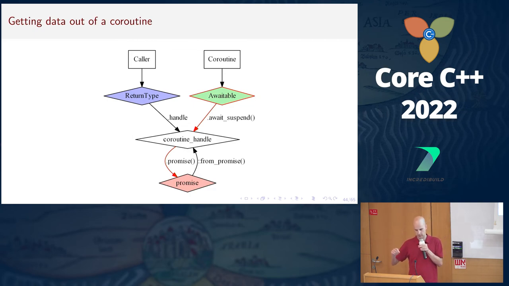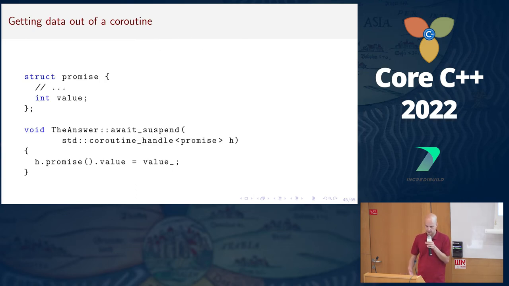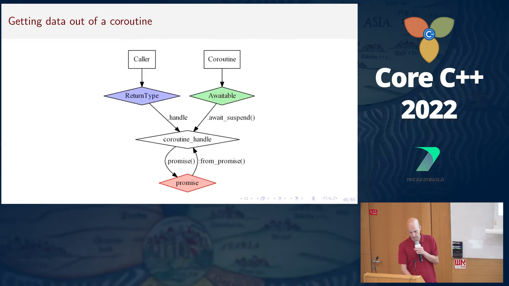From here, the only place that I can go is to the coroutine handle. And from the coroutine handle, I can get to the promise. So as we've seen before, the await suspend function on the awaitable, that's what will get called by the compiler when I call the co-await. And inside there, I have access to the handle, and from the handle, I can get to the promise. So what I now do is I create a second member variable inside the promise, and now inside the await suspend function, I copy the value that I stored in the member variable of the awaitable into the promise. And now the value lives in the promise.